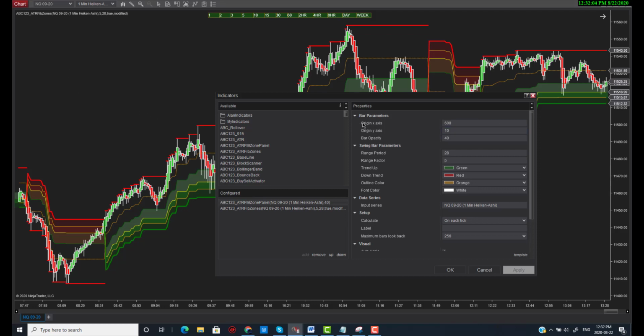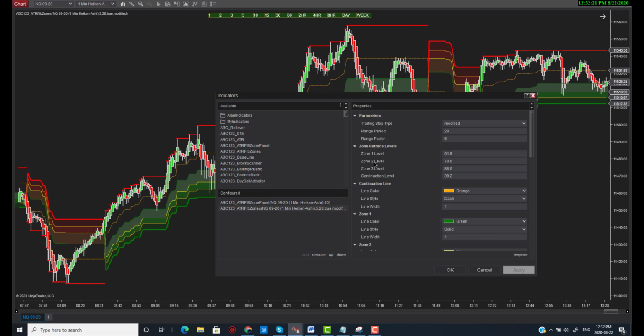That's your original x-axis. I'm at 600 pixels and Y10 down, and then what your opacity behind the bar is. Okay, so on the fib zone, it's the same thing. I have 28 and 5 on this, but these are your retracement levels that I'm setting up.